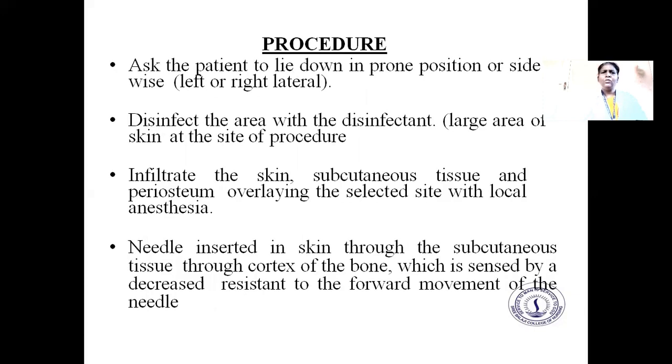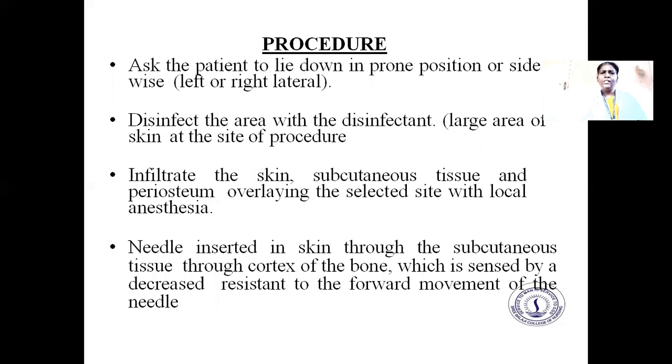Next, the procedure. What is the procedure? First, ask the patient to lie down in a prone position or side-lying position, that is left or right lateral position. Then disinfect a large area of the skin at the site of procedure with the disinfectant. Then infiltrate the skin, subcutaneous tissue and periosteum overlying the selected site with local anesthesia.